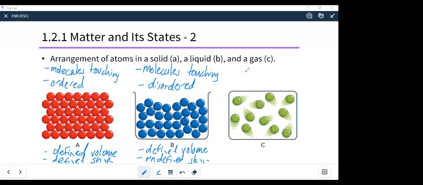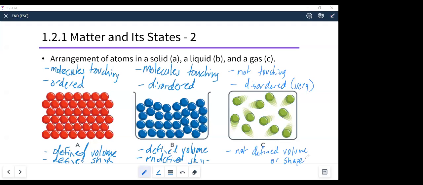Thirdly, with gases, we see molecules are not touching and they are disordered still. In fact, they are very disordered. And as a result, we're not seeing a defined volume or a defined shape in gas.